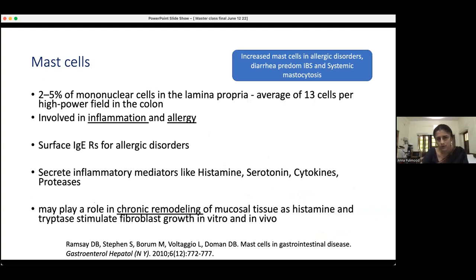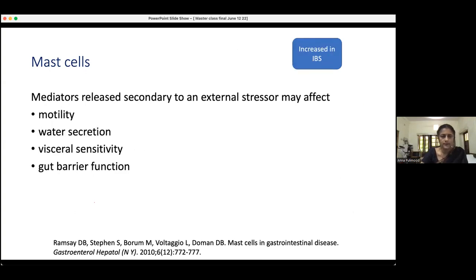Mast cells actually constitute about 2 to 5% of the cells in the lamina propria. Again, we normally don't see them. You can see them if you look hard, an average of about 13 cells per high power field in the normal colon. But the mast cells are involved in both inflammatory and allergic processes, and they secrete various inflammatory mediators and have IgE receptors for allergic antigens. They also play a role in remodeling because their products, histamine and tryptase, stimulate fibroblast growth. So mast cells play a role in fibrosis and tissue remodeling. They release mediators that affect motility, water secretion, visceral sensitivity, and the gut barrier function.